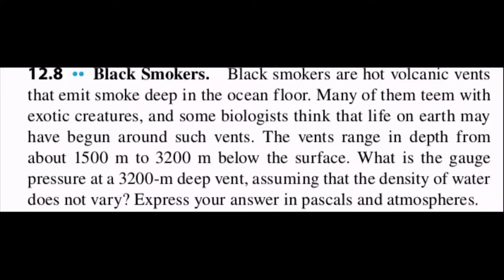Our last question is an interesting one, and it's all about black smokers. Black smokers are hot volcanic vents that emit smoke deep on the ocean floor. Many of them are home to exotic creatures, and some biologists think that life on Earth may have begun around these vents. The vents range in depth from about 1,500 meters to 3,200 meters below the surface. We are asked, what is the gauge pressure at a 3,200 meter depth vent?